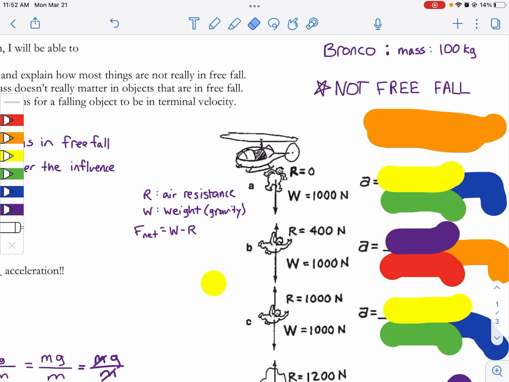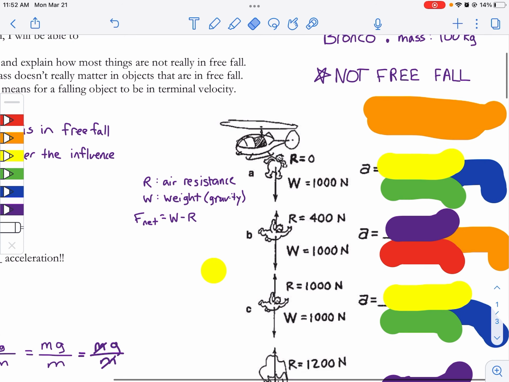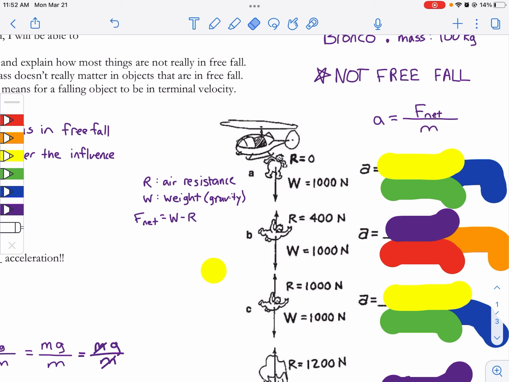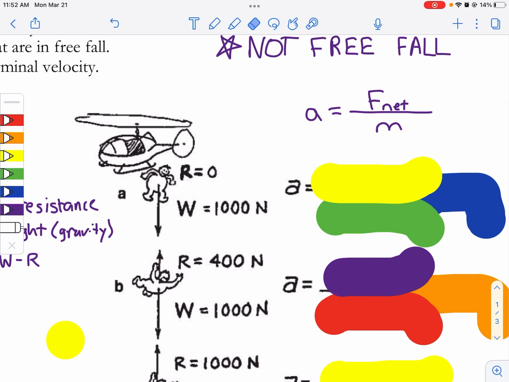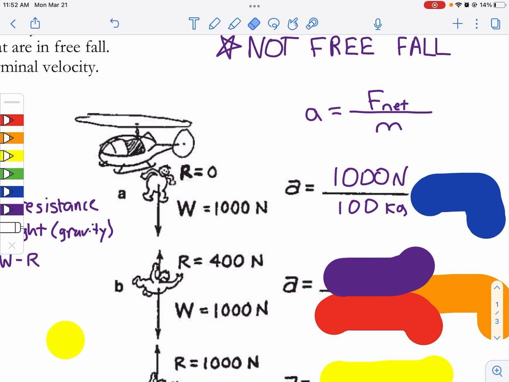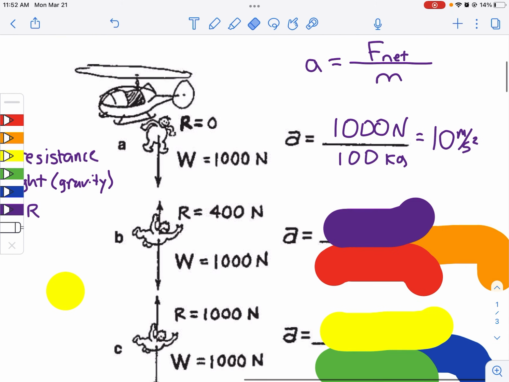And then when we think about it, we're going to look at the net force, which is the difference between those two because weight is down and the air resistance is up. So they're not pointing in the same direction, so we'll subtract them, okay? So again, our Newton's second law is that a equals F net over m. So in our first picture, we'll zoom in a bit. Our F net is 1,000 newtons because there is no air resistance, and his mass is 100 kilograms. 1,000 divided by 100 is 10 meters per second squared. So he is accelerating as much as he possibly can.